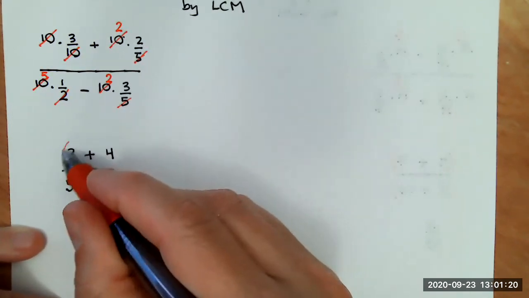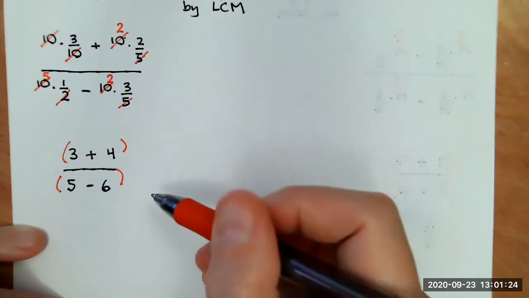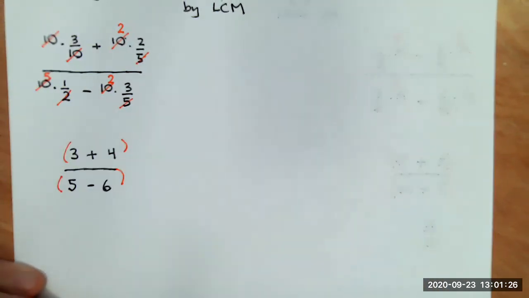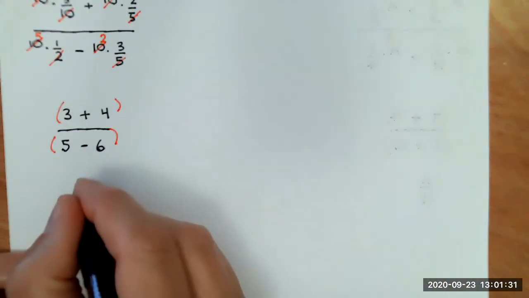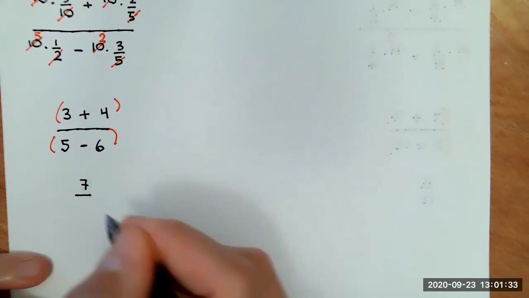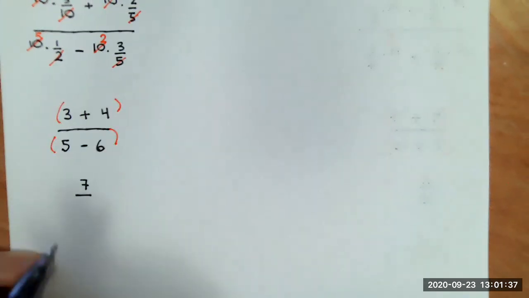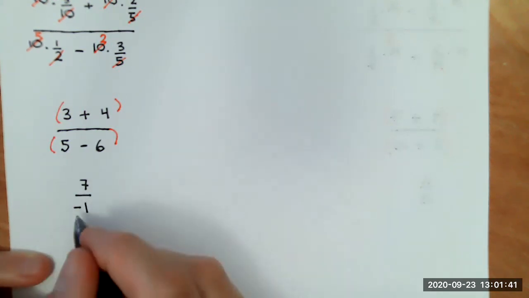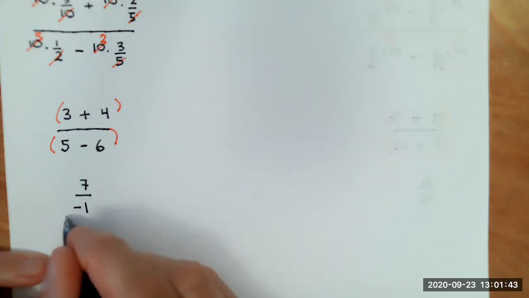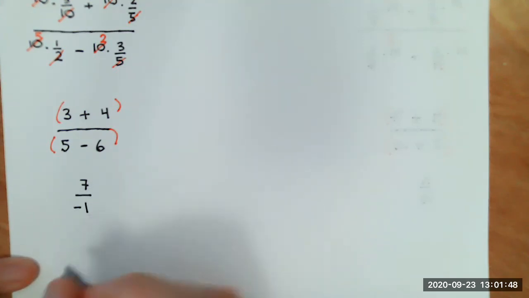And we want to simplify. So 3 plus 4 is 7. Positive 5 and negative 6 make negative 1. And you remember, you don't want to leave a negative in the denominator. So we have 7 divided by negative 1, which is negative 7.